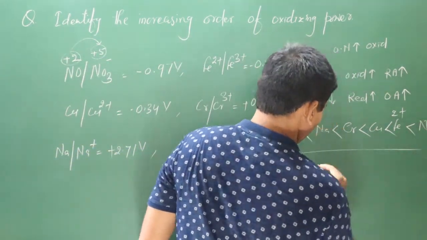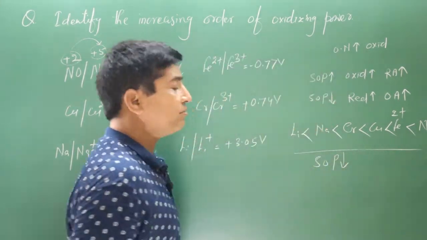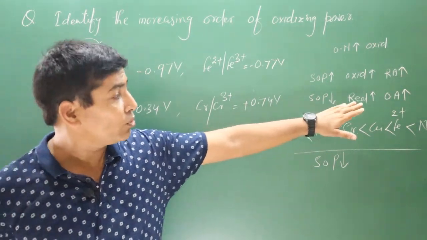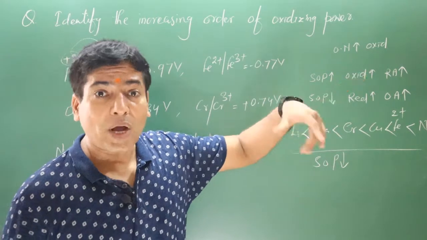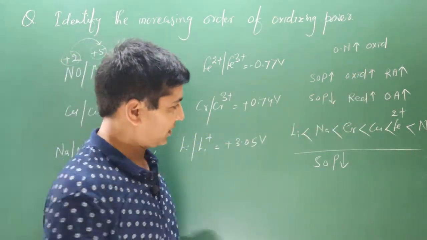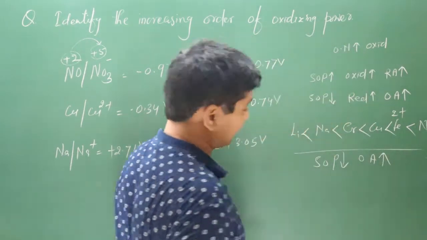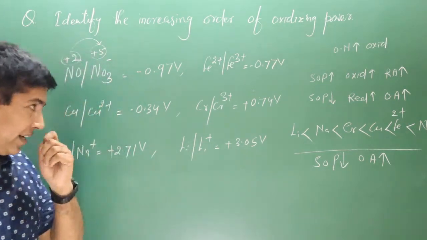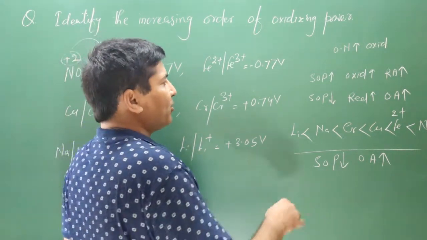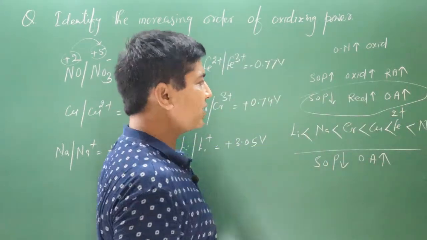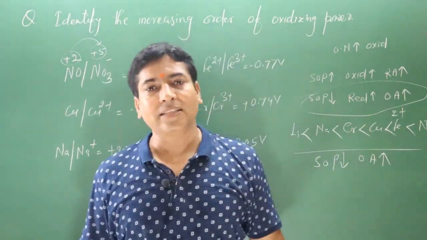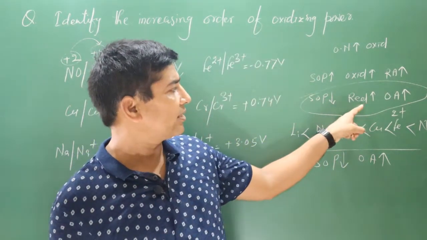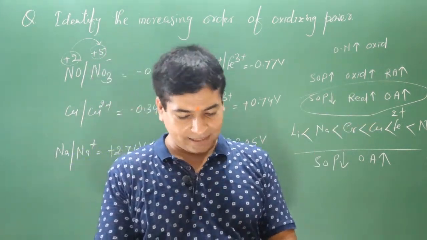If you look here, you can see the SOP value is decreasing from left to right, and as the SOP value decreases, their tendency to undergo reduction reaction increases, and their tendency to act as a strong oxidizing agent also increases. Oxidizing character increases as the SOP value decreases. We are talking about SOP value. By using this statement we are able to answer this question. Lower is the SOP value, higher is the tendency to undergo reduction reaction and act as an oxidizing agent.